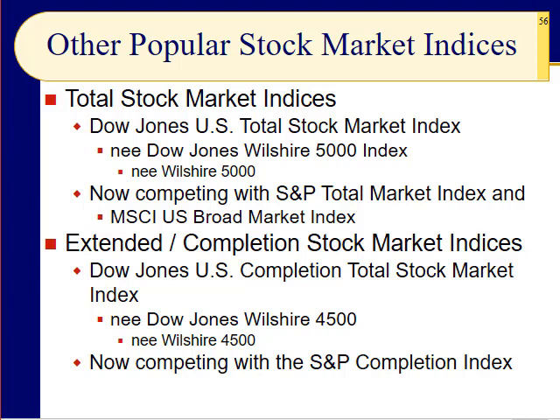Now, a few more that we do want you to remember, because you're going to see these when you look up your index funds or other funds on your 401k, or if you're in index funds yourself. And we already made mention of this one: the Dow Jones U.S. Total Stock Market Index, which has 5,000 companies.